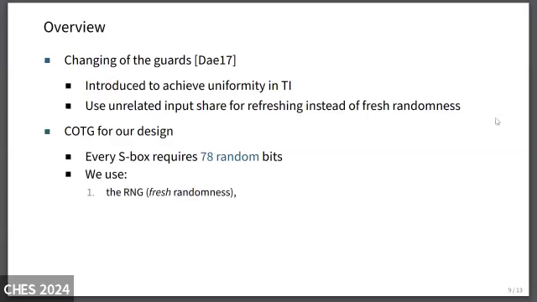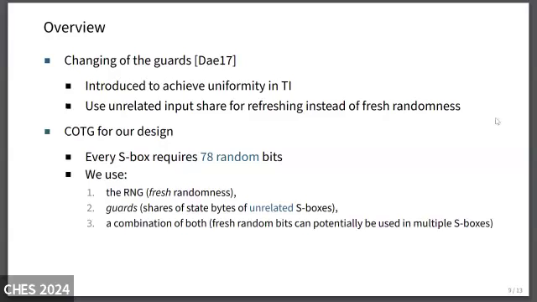So of course, you can use them from the RNG. You can also use a guard. So in the case of our AES design, this would mean you use a share of a state byte of an unrelated S-box. I will come to the topic later of what unrelated means. And we also observed that it is actually possible and quite handy to do a combination of both.